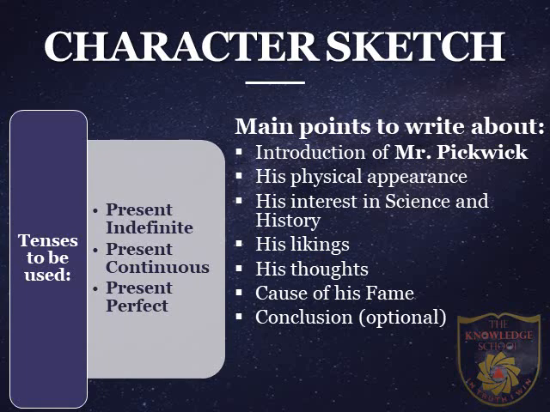I am telling you the tenses that you have to use. These three tenses will be used in the character sketch, and these are the points. First of all you will give his introduction, then you will describe him physically. After that you will describe his likes or dislikes, his thoughts and the cause of his fame. At the end, an optional conclusion. All these points will be described in the sequence as I have written here, and the character sketch will be written in your own words, on your own.